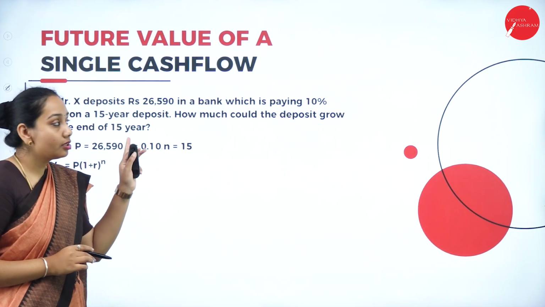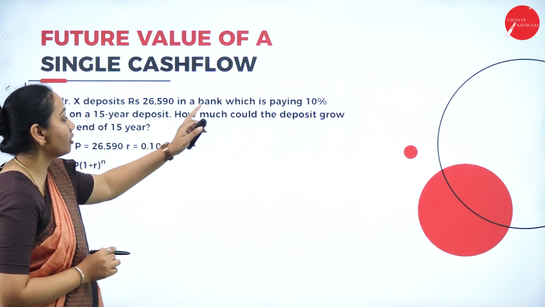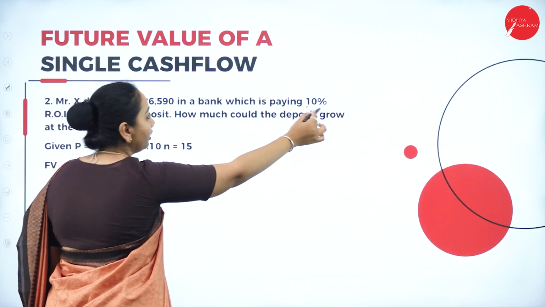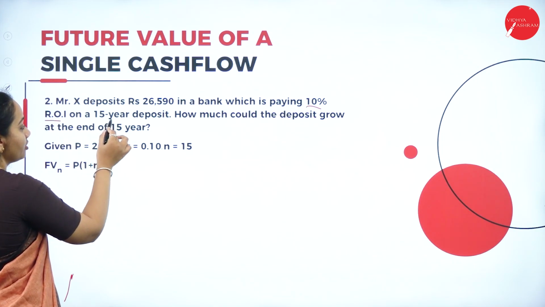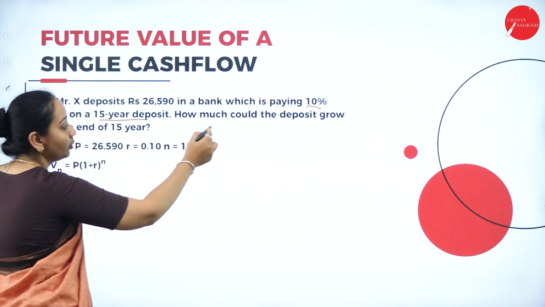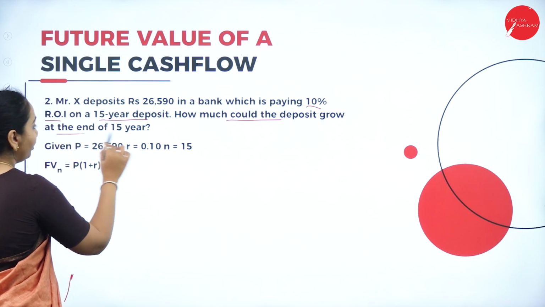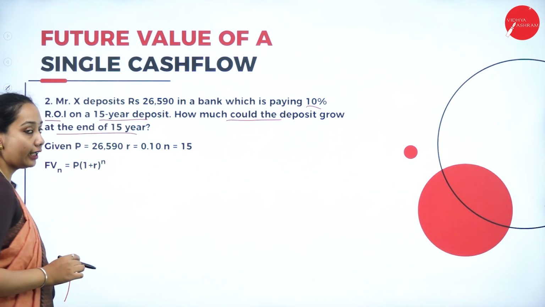So second question. Mr. X deposits 26,590 in a bank which is paying 10% rate of interest on a 15-year deposit. So how much could the deposit grow to at the end of the 15 years? So we'll calculate it.